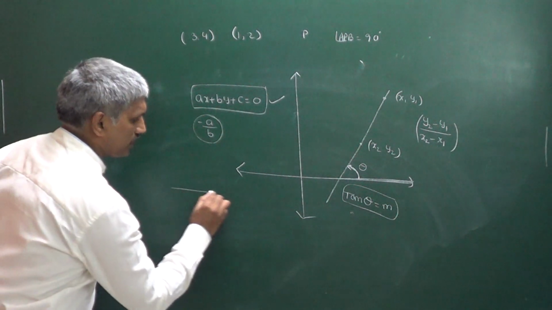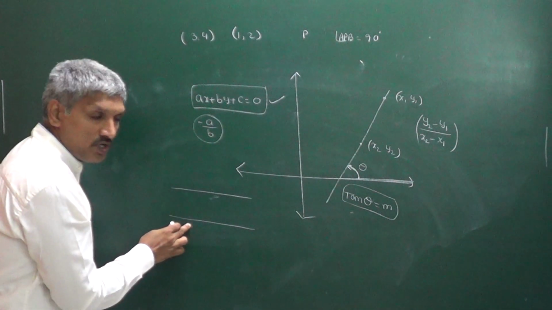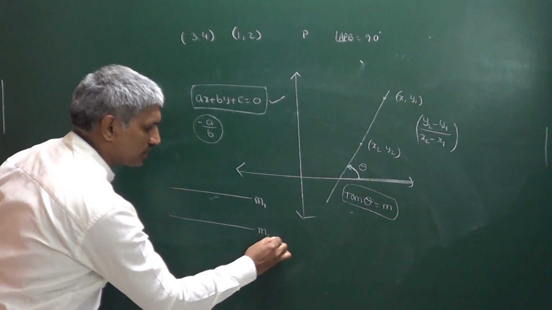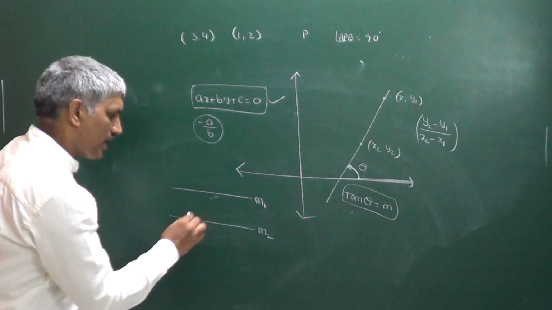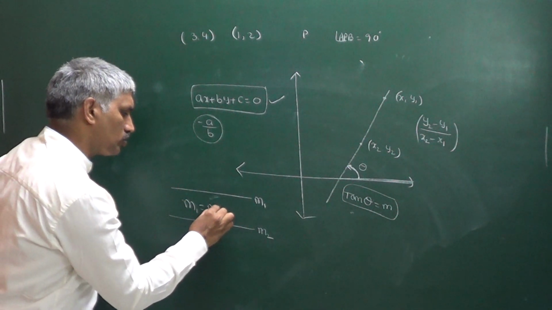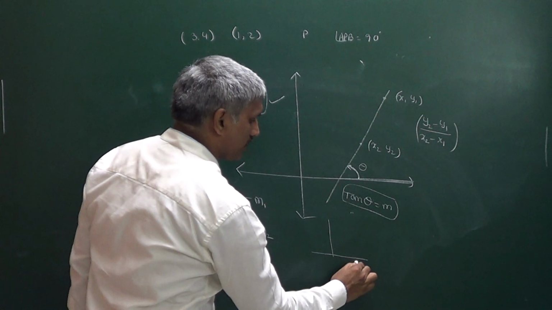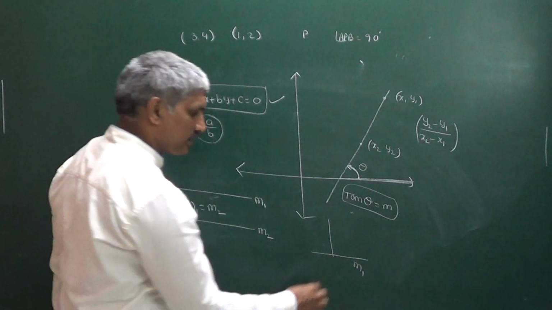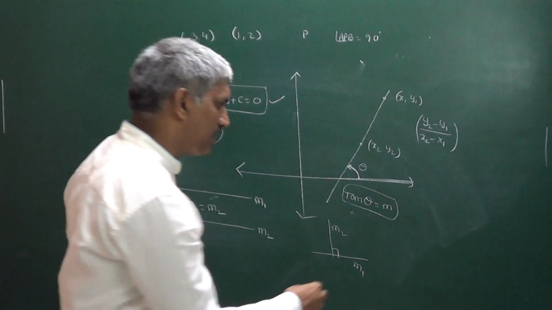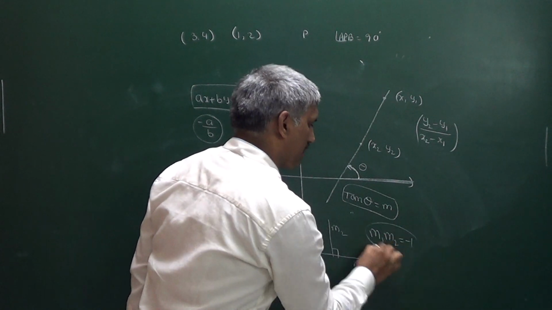At the same time, these are two lines. These two lines are parallel lines. This line's slope is m1 and this line's slope is m2. Then these two lines are parallel means m1 is equal to m2. Now if two lines are perpendicular, with one line's slope m1 and the second line's slope m2, then the product of the slopes is equal to minus 1.